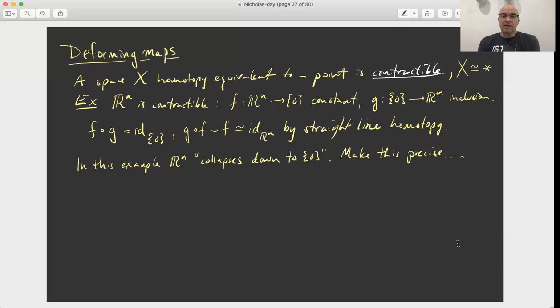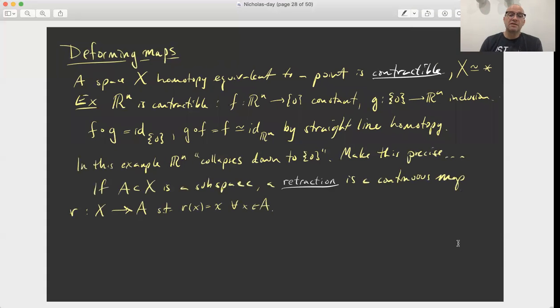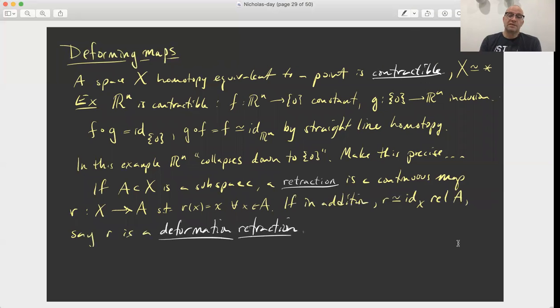So this example illustrates an important feature. We think about Rn here as collapsing down to the origin. To make this precise, we define something called a deformation retraction. First, if we have a subspace A of X, a retraction is just a continuous map from X to A which is the identity on A. We say that a retraction is a deformation retraction if that map r is homotopic rel A to the identity on X. So we collapse X down to A.